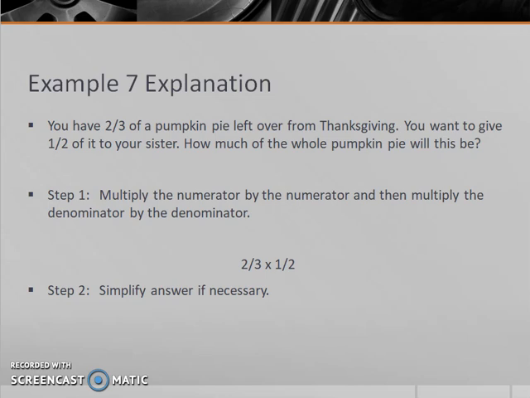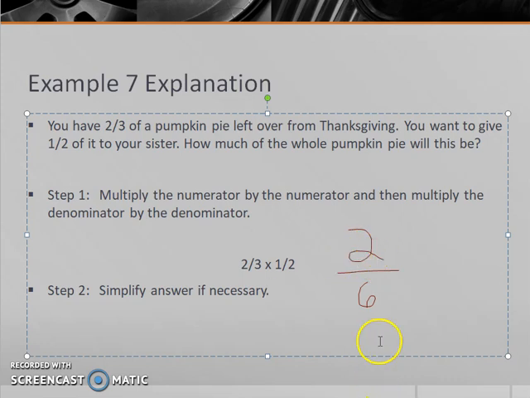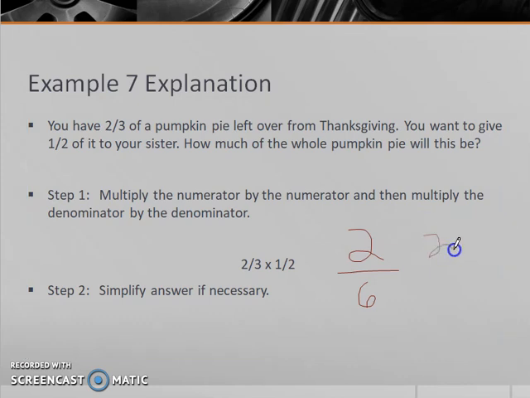Okay, so for our explanation, we're just going to multiply the numerator by the numerator and the denominator by the denominator. So here we have 2 times 1 is 2. We have 3 times 2 is 6. We do know that those two numbers have something in common. They're both even, and they're both divisible by 2. So we're going to divide the top by 2. And we're going to divide the denominator by 2. And this should simplify our answer to its simplest form.